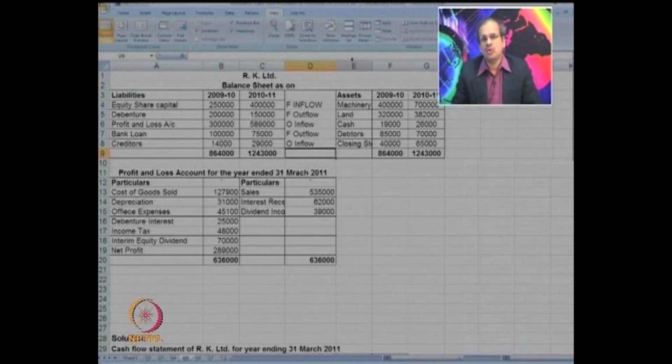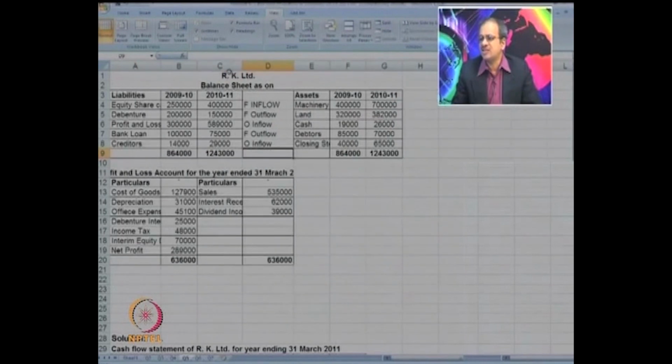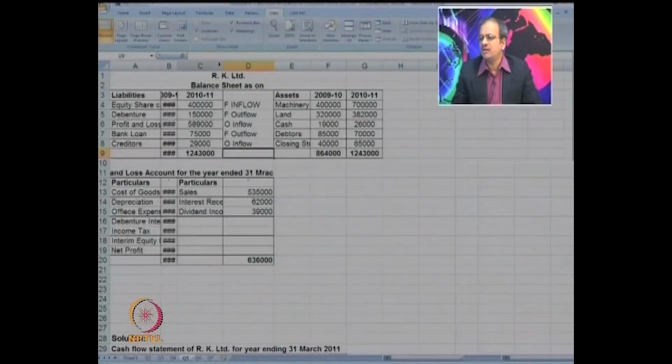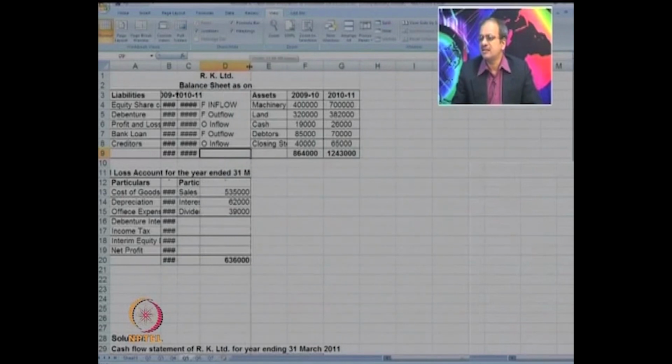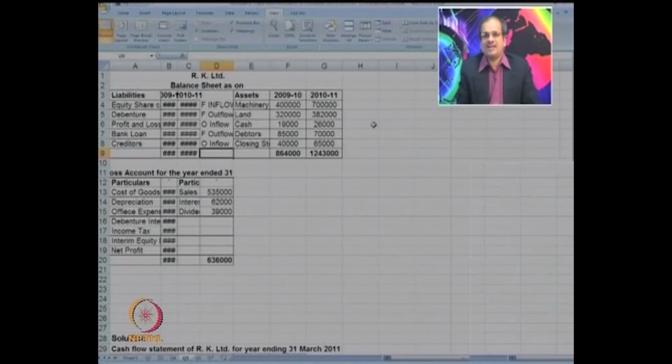Now, let us go to asset side. I will shift this pretty inside so that we can concentrate on assets. Now, have a look at machinery. You can see a balance has increased from 4 lakh to 7 lakh. What type of flow does it represent amongst OIF? You are right, it is an investing flow. The money represents the investments made by business in the machinery.